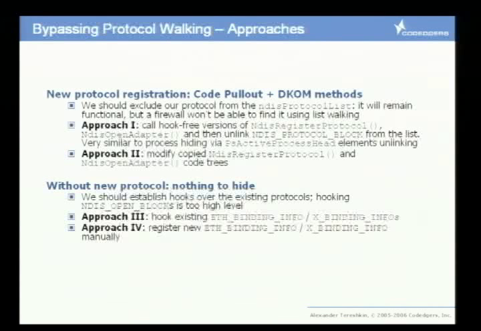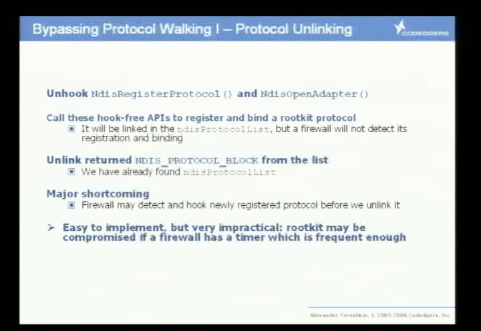The first approach is to use code pullout and some kind of direct kernel object manipulation methods. And the other two will not use any protocol registration. They will just hook existing ETH binding info or register new ETH binding info structures manually. The first approach is about protocol unlinking after the registration has succeeded. First, a rootkit has to unhook the NDIS register protocol and NDIS open adapter functions.